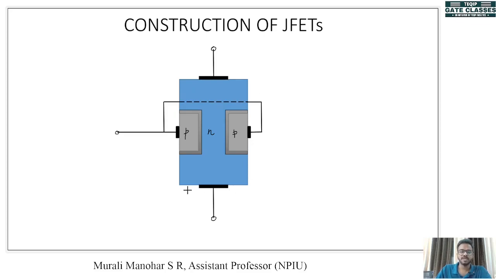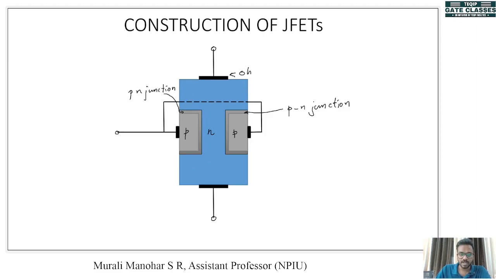So the construction will be, we'll have a semiconductor material. First it will be doped by N type impurity, and then here it will be doped by P type impurity. Where P and N are joined, there we will have our junction. So this is a PN junction. This is also a PN junction. So there are two junctions here, just like a BJT.